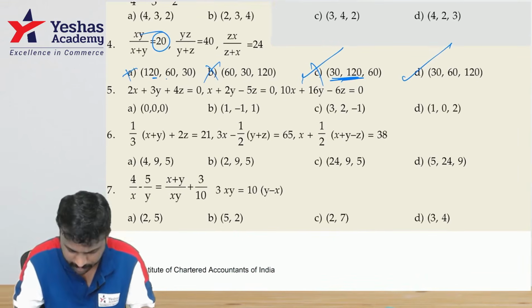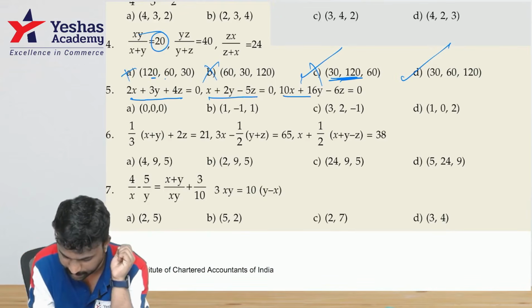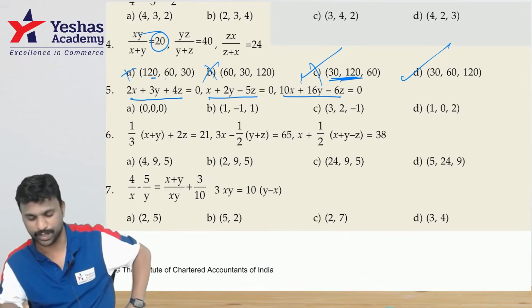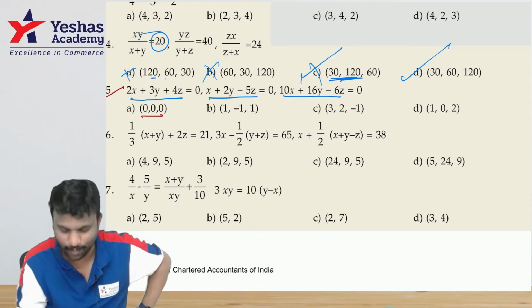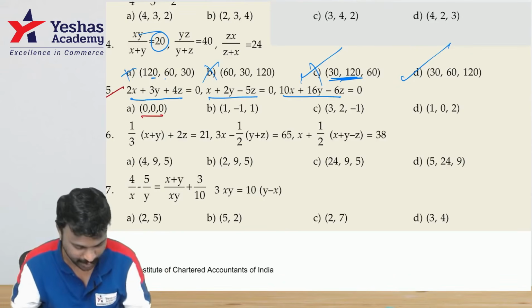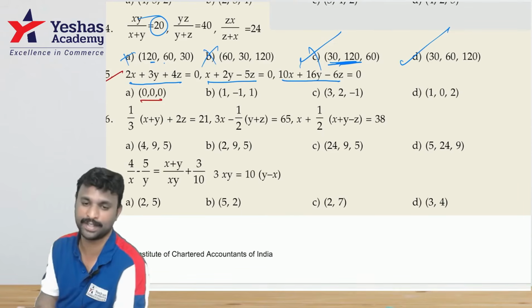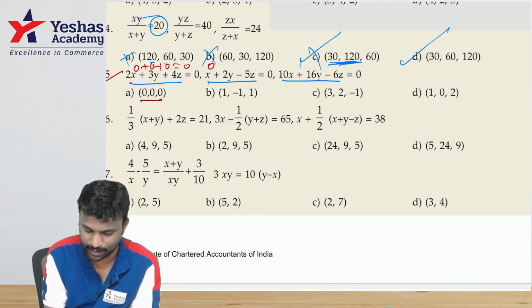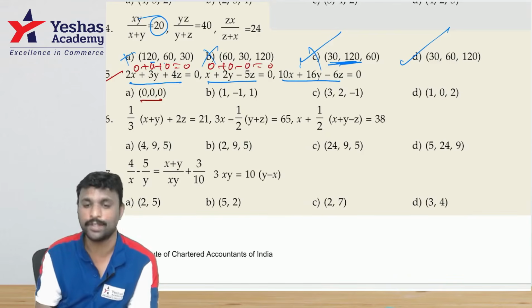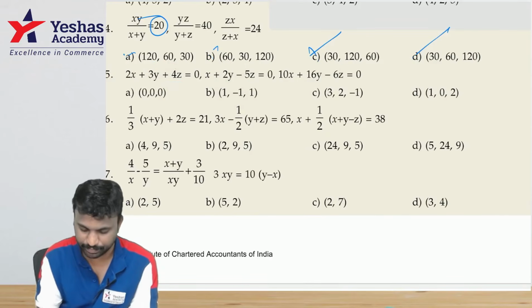Question number 5. What is it? 2x plus 3y plus 4z equal to 0. X plus 2y minus 5z equal to 0. 10x plus 6y minus 6z equal to 0. Yes, definitely you can see option A 0 comma 0 comma 0 would definitely satisfy the equation. So option A itself is the right answer. Yes or no? Because 0 plus 0 plus 0 equal to what? 0. Here also 0 plus 0 minus 0 is 0. So all the equation would get satisfied with option A, isn't it?